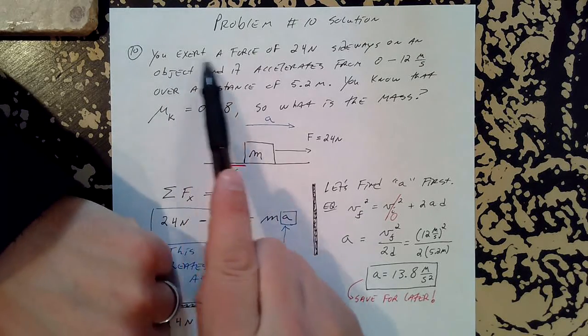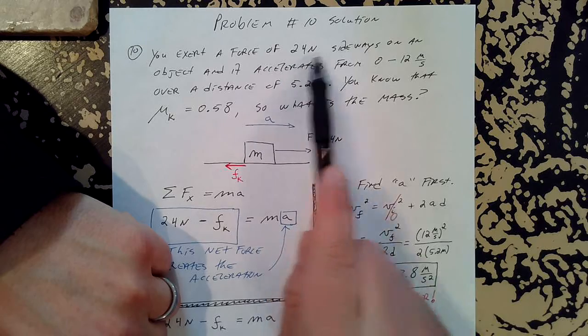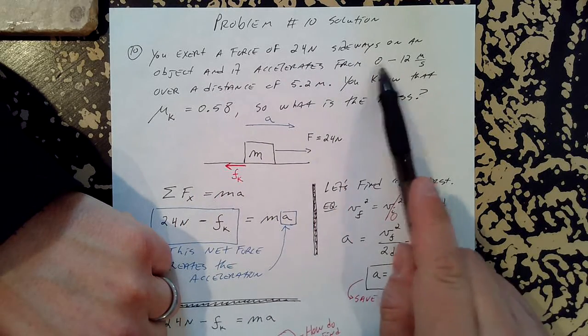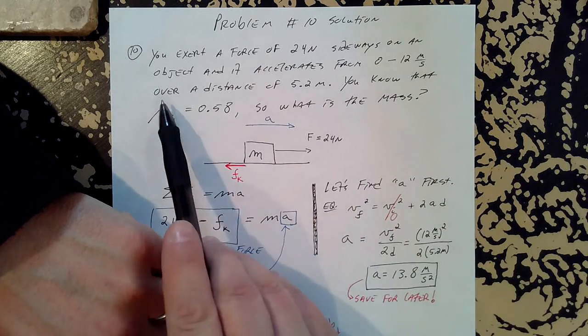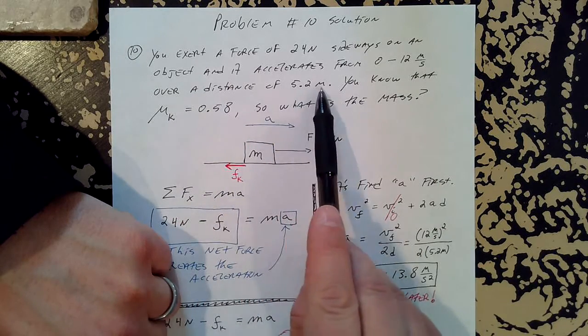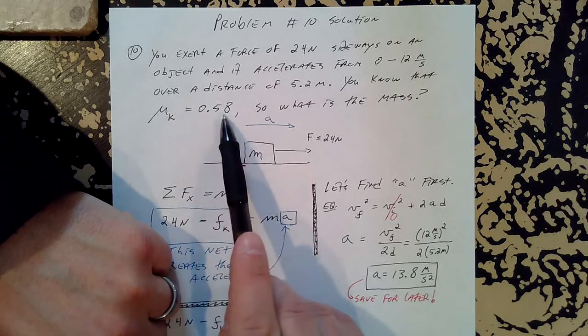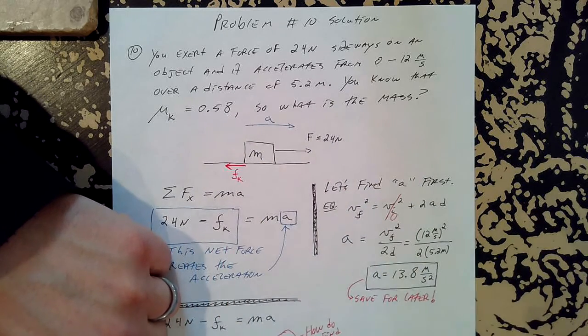So you exert a force of 24 newtons sideways on an object, and it accelerates from 0 to 12 meters per second over a distance of 5.2 meters. You know that the mu kinetic is 0.58, so what is the mass of the object?